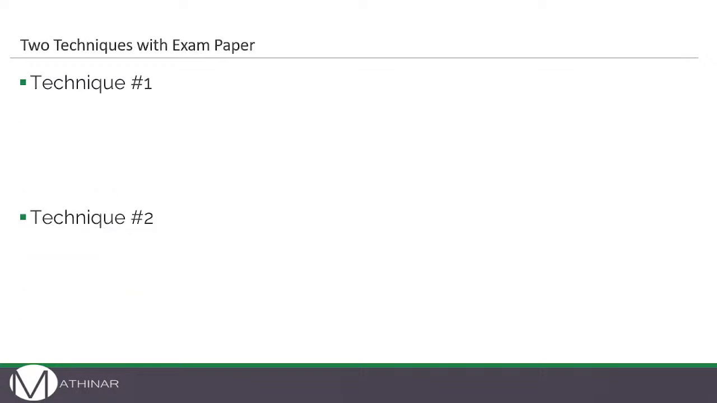So there are two techniques that you can use with your exam papers. Technique number one is the one I'm going to talk to you about today. This one is where we look at where you are losing marks. And I've created a little spreadsheet for you, and I'm going to share a link with you at the end of the session where you can download it for yourself as well.